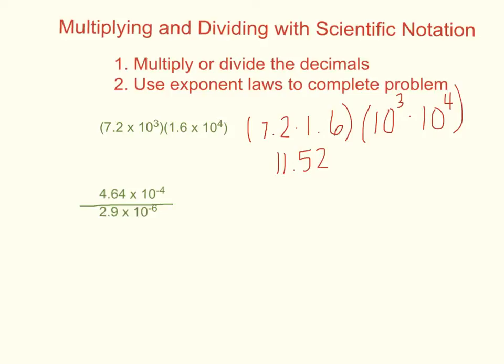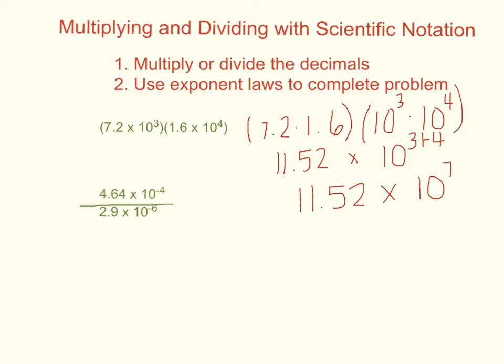And then when we multiply our tens with our exponents, we just remember our exponent laws. When we're multiplying with the same base, we add our exponents. So this would be times 10 to the 3 plus 4. So I would get 11.52 times 10 to the 7th power.